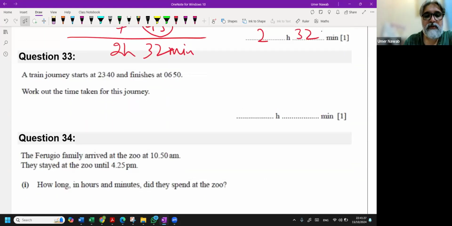Question number 33. We have the starting time and the finishing time.